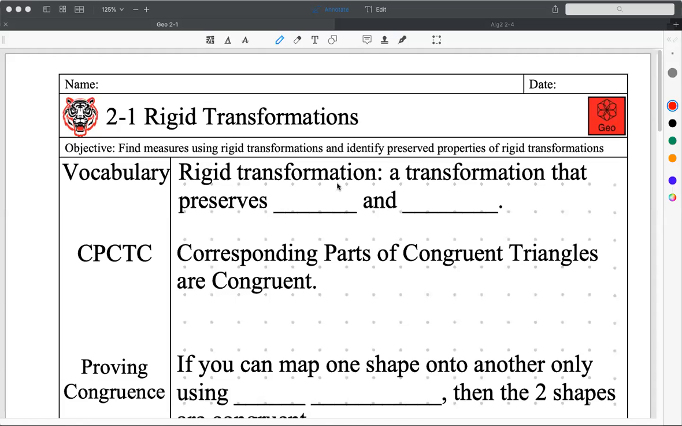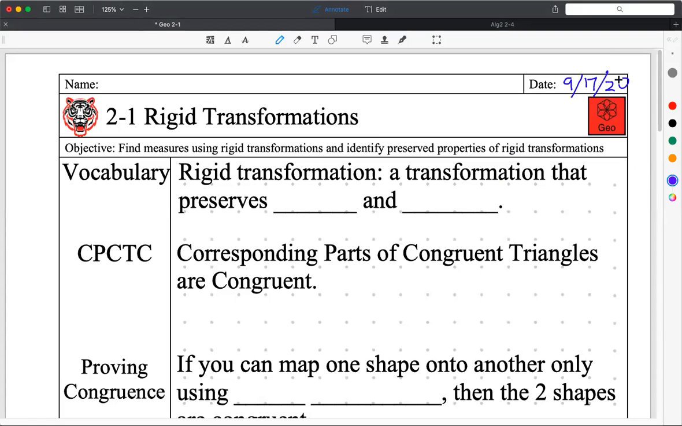We are in geometry, lesson 2-1, our brand new unit, which has been updated on Khan Academy, so it's very new for me too. I've never taught some of the material here. Today we're talking about rigid transformations. Today's date is Thursday, September 17th, 2020.